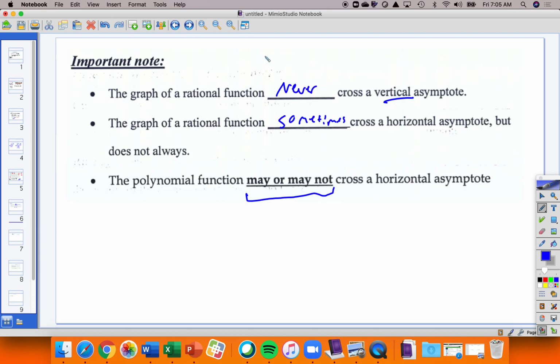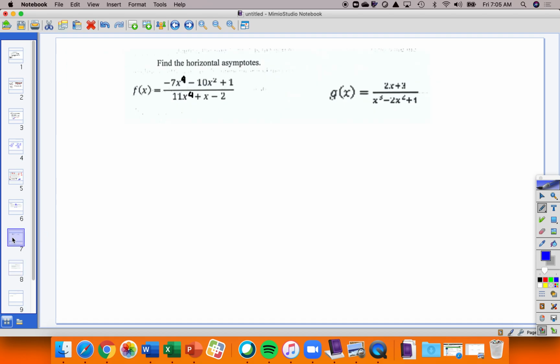In this one, I'm looking at the degree, and according to my rules, if the degrees are the same, which they are, then I divide the leading coefficients. So the degree on top is 4, the degree on the bottom is 4, so I end up with y equals negative 7 over 11.